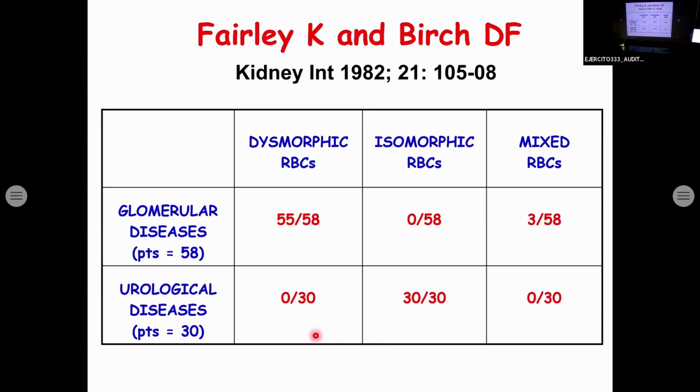They investigated 58 patients with glomerular diseases, and they found that 55 out of 58 had dysmorphic red blood cells, and isomorphic red blood cells were not found, and 3 patients out of 58 had mixed red blood cells, dysmorphic and isomorphic. And they investigated the urine sediment of patients with urological diseases and hematuria, and nobody of those patients had dysmorphic red blood cells. So this was a very important, a landmark paper, which makes the history of nephrology.